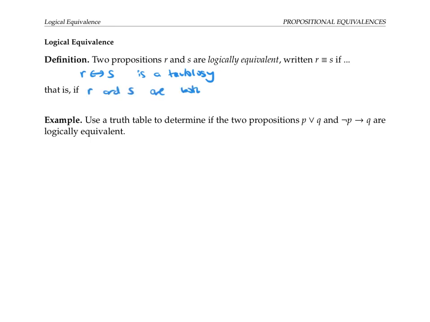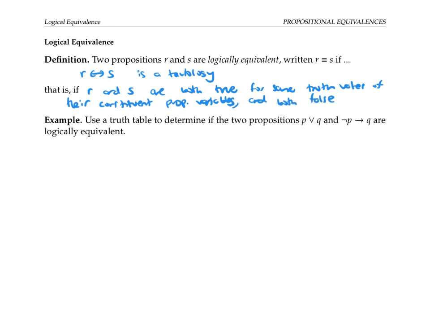If we think of R and S themselves as being compound propositions, we're saying that R and S are both true for the same truth values of their constituent propositional variables, and both false for the same truth values. Practically speaking, this means their truth table columns look the same.